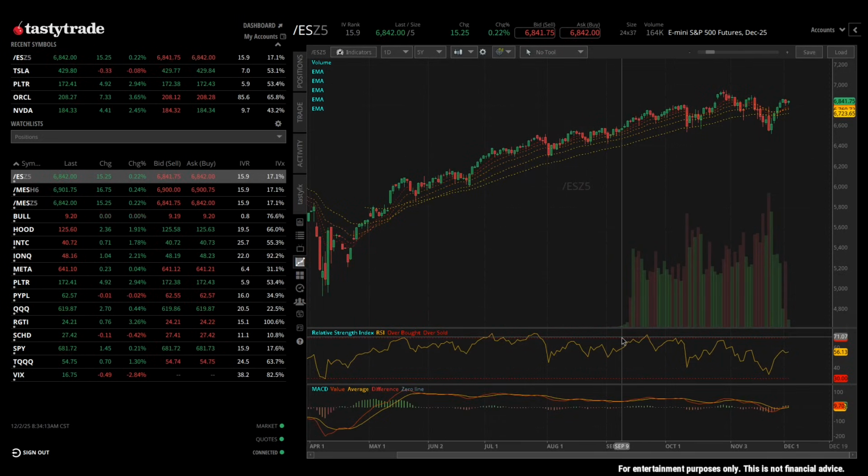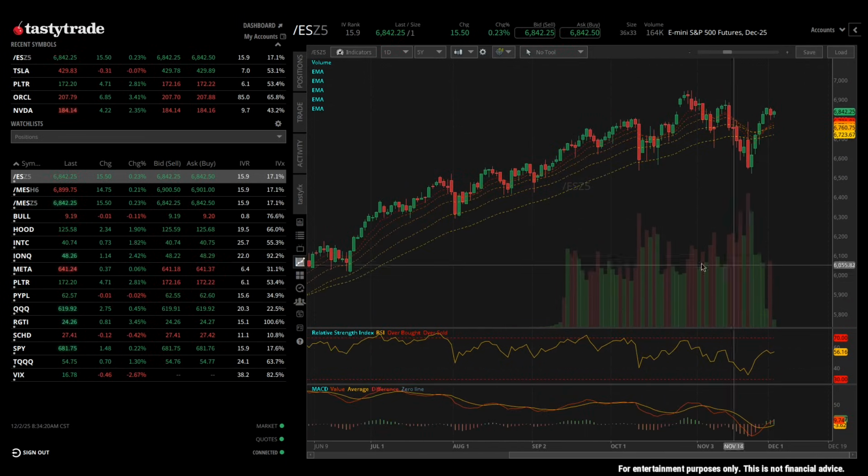Because all these indicators are just reflections of what the price and or the volume is doing. So if you've got the candlesticks and the volume bars, you've got all the information anyway. This is just a different way to read the candles and the volume. So it's all the same.